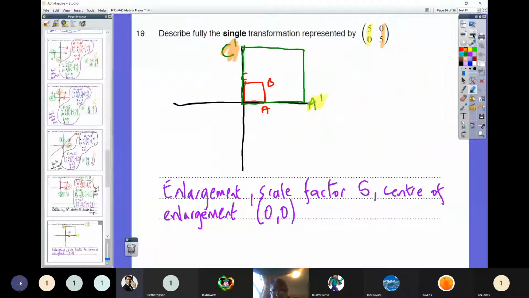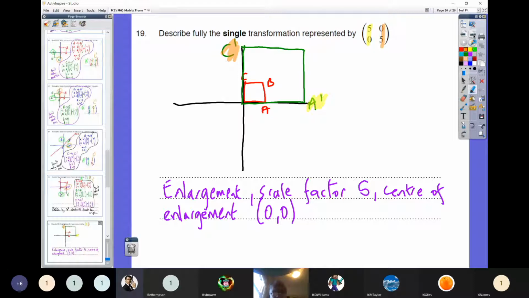So I knew that first column was going to be where A dash ends up, at the coordinate 5, 0. And the second column, 0, 5, is where C dash ends up. So I did a quick sketch of that. I'm going from that small red square to that large green square, and I can see what the single transformation is. It's an enlargement, scale factor 5, center of enlargement 0, 0. So I've used my shortcut knowledge of A dash, C dash to draw a sketch to help me gather my thoughts, and just by looking at the sketch, I can see what the enlargement is.